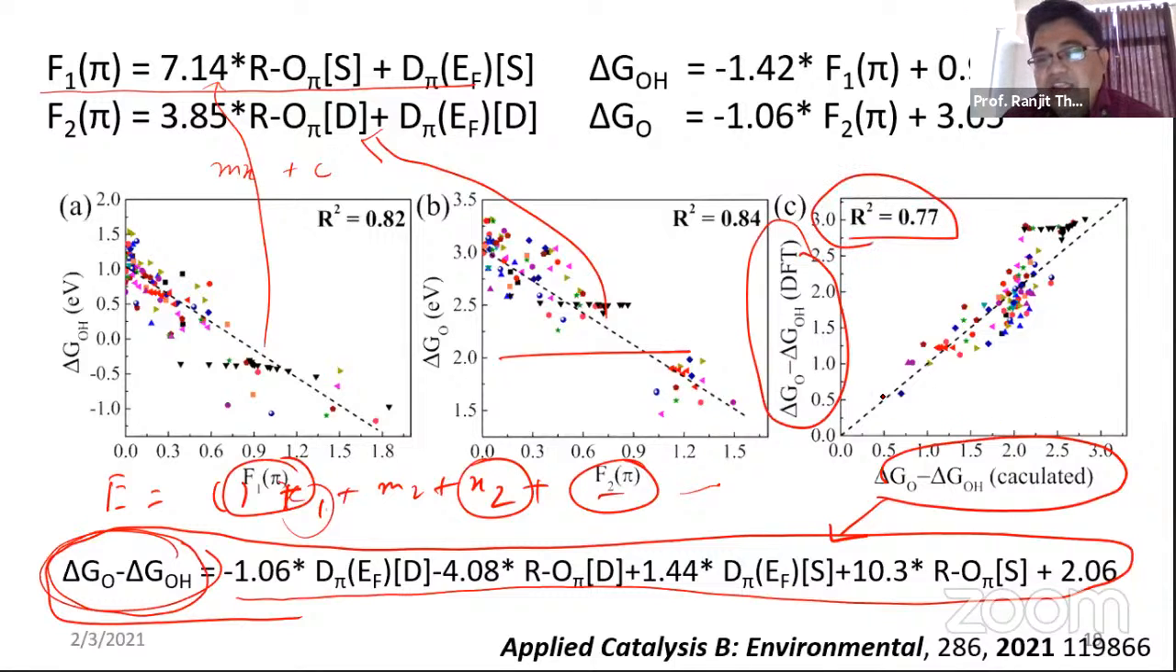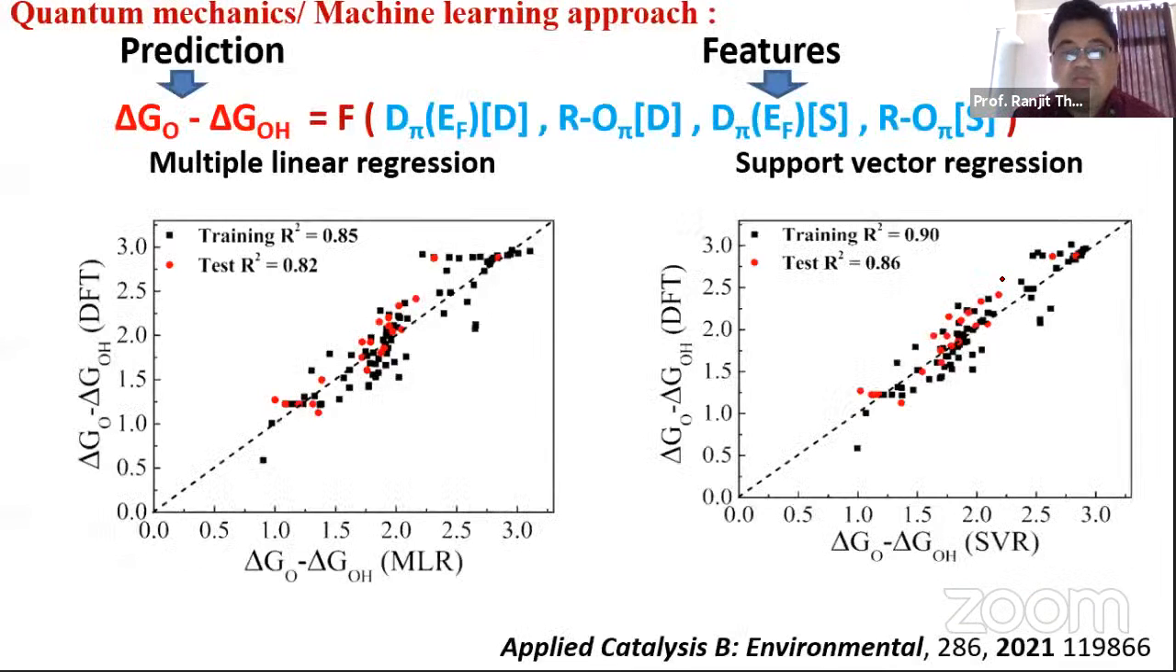You can easily see how much this analytical equation is matching, which proves that yes, our descriptor theory is correct, and pi electron is a descriptor like the d band center in metal. Similarly, pi electron is a descriptor for our carbon catalyst. So after this, what can we do?